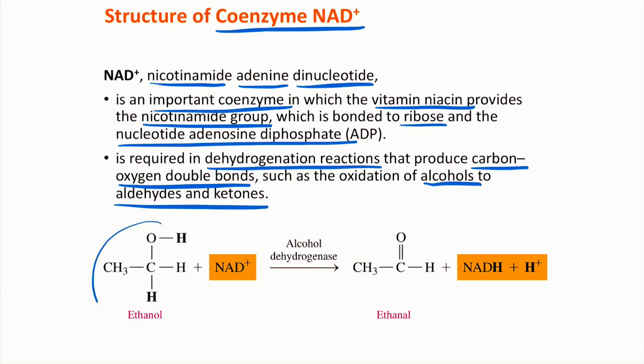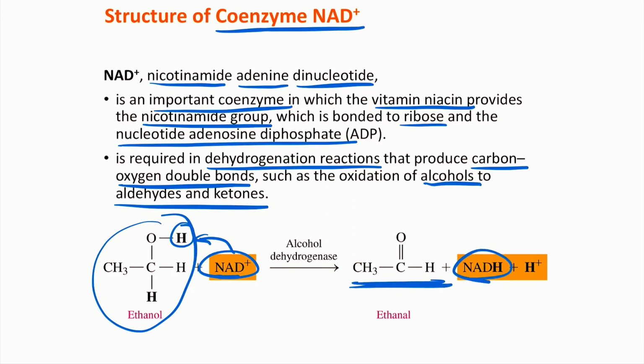For example, if you take ethanol, to remove the hydrogen on the oxygen, we need to use NAD+. NAD+ here gains the hydrogen and becomes NADH. So resulting in the formation of CH3-CHO, with a C double bond O and H. So it converts ethanol into ethanal, an aldehyde. It basically converts the alcohol into an aldehyde.